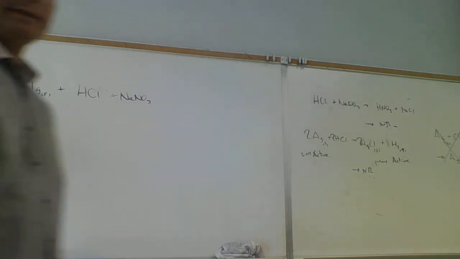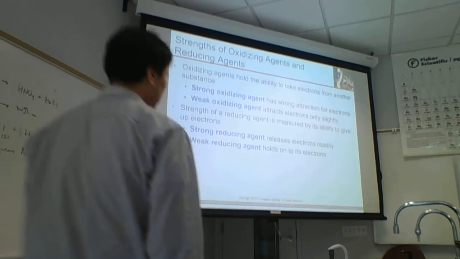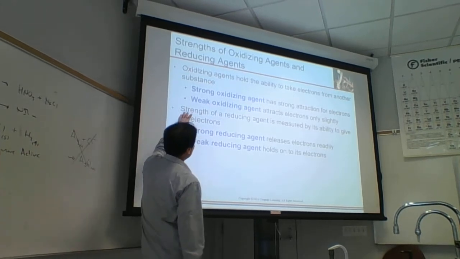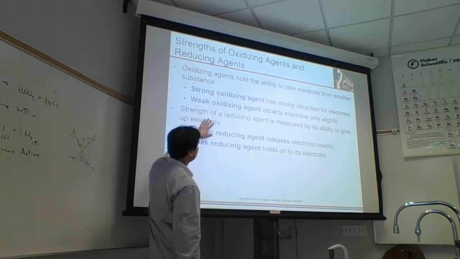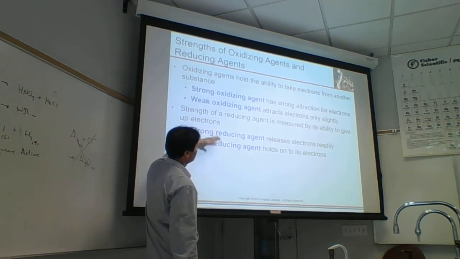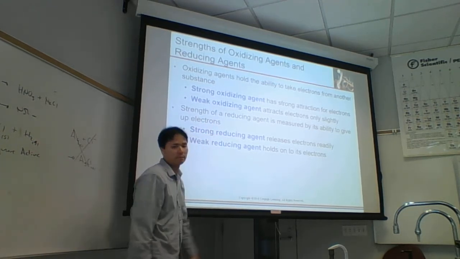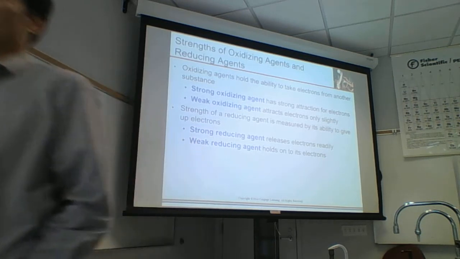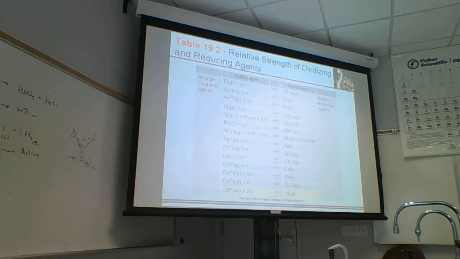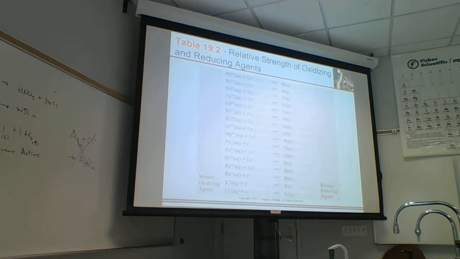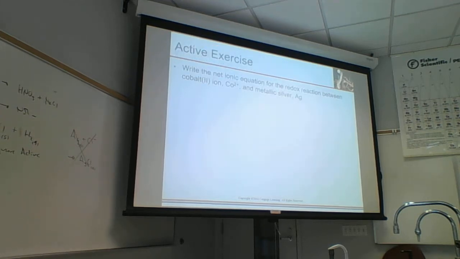From chapter 19, this is the chart method as explained by our book. Our book goes from strong oxidizers, strong reducers to weak oxidizers, weak reducers. It just talks about that. And then we have the chart. This is the chart method that's presented by the book.